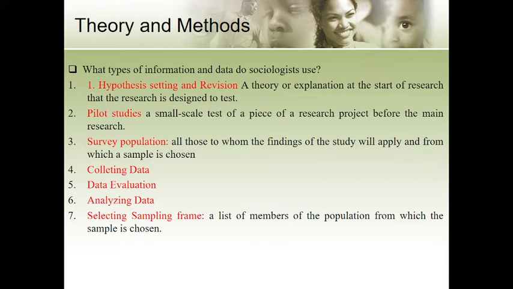The last one is selecting a sample frame. Sampling means selecting the group that you will actually collect data from in your research. For example, if you are researching the opinions of the students in your university, you could survey a sample of 100 students. In statistics, sampling allows you to test hypotheses about the characteristics of the population.